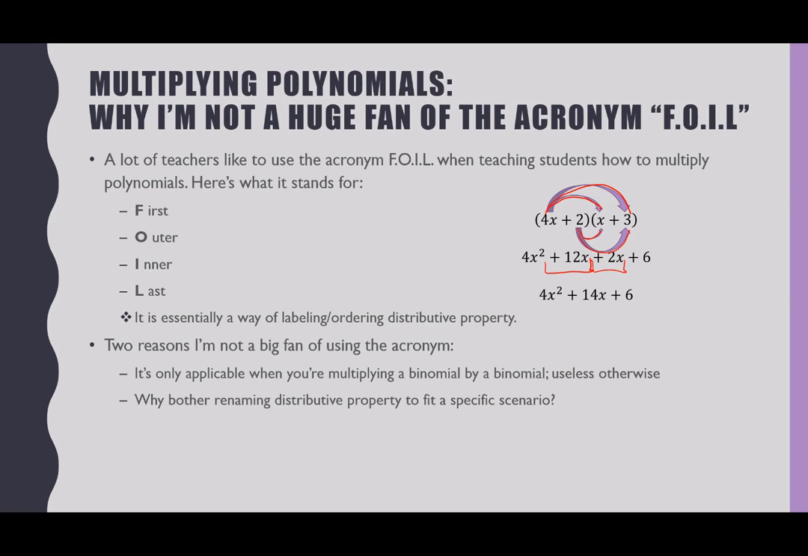The reason I'm not a big fan of using FOIL is because it only works when you're multiplying a binomial by a binomial. And the word binomial just means a polynomial with 2 terms. So this example here is perfect for FOIL. However, if you have an example, let's say 4x squared, and then I had x squared plus x plus 3, I couldn't use FOIL to help me multiply these 2 polynomials together because it doesn't work.